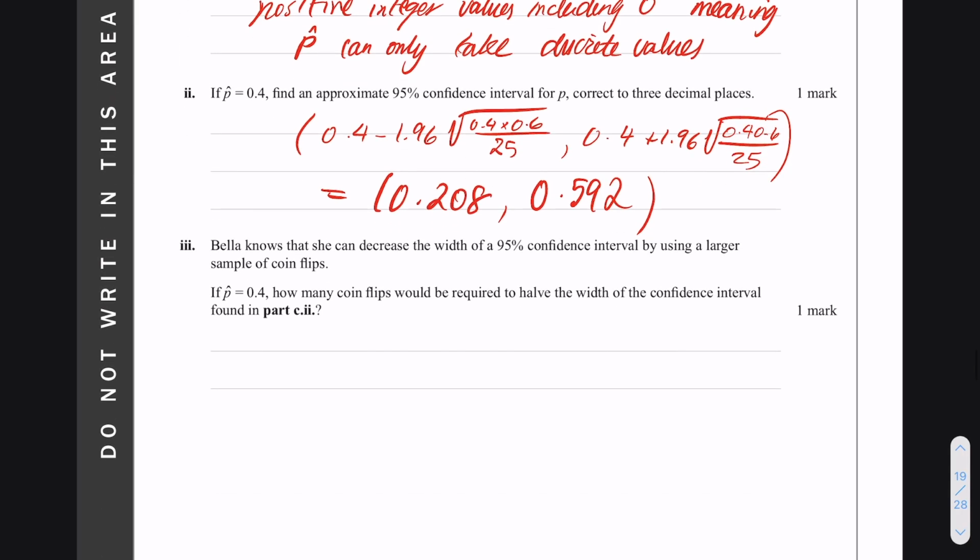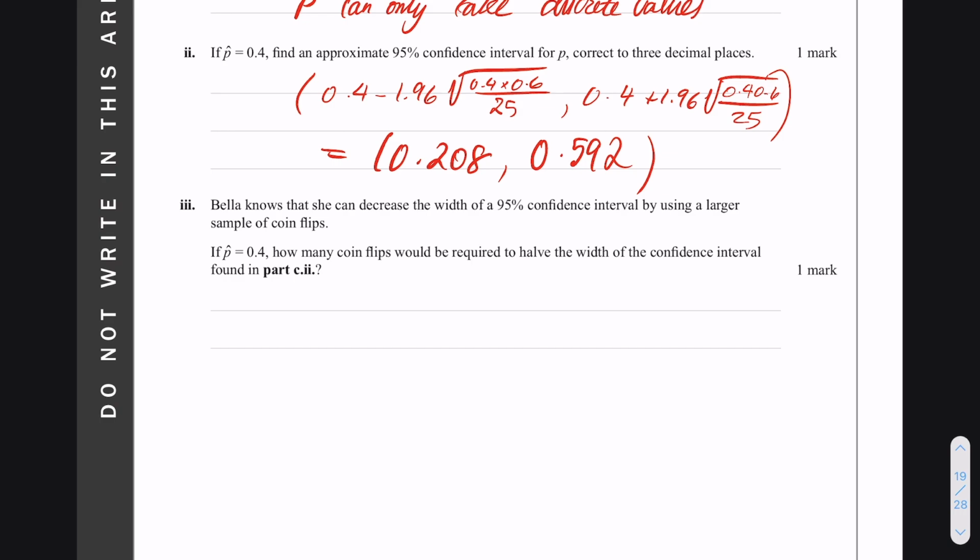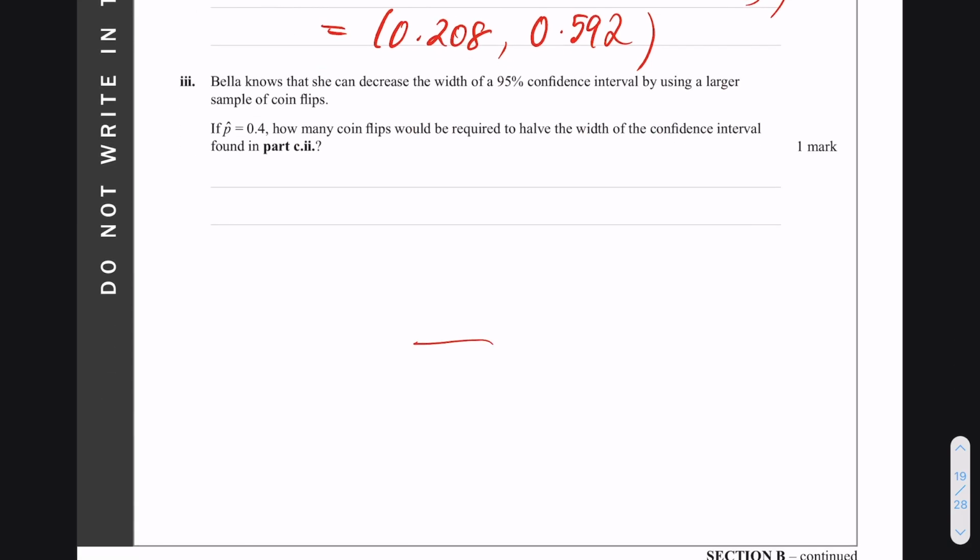Bella knows that she can decrease the width of a 95% confidence interval by using a larger sample of coin flips. If p hat is 0.4, how many coin flips? Well, the width of the confidence interval is the margin of error, or half of it. So we want to halve our margin of error.